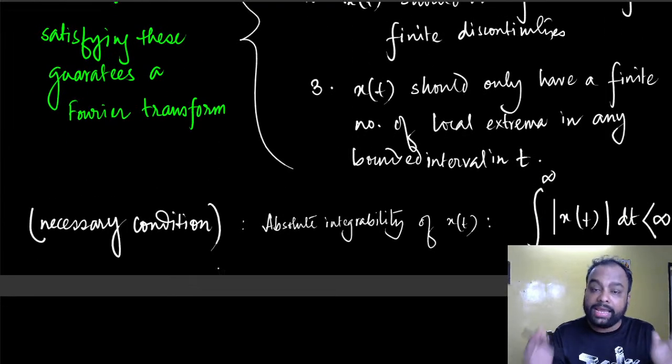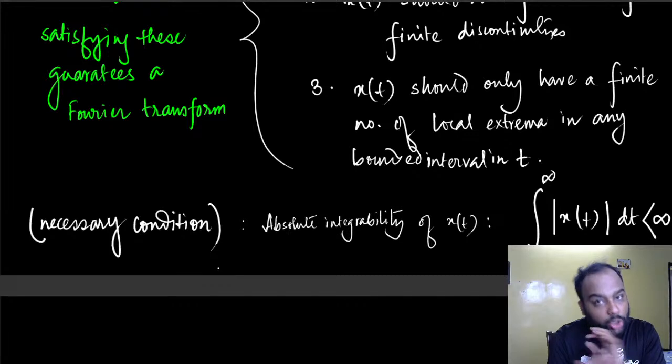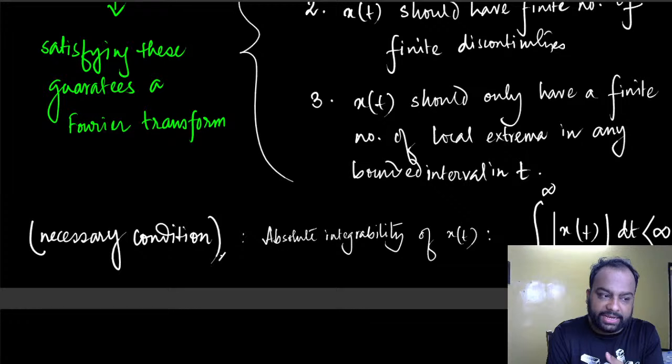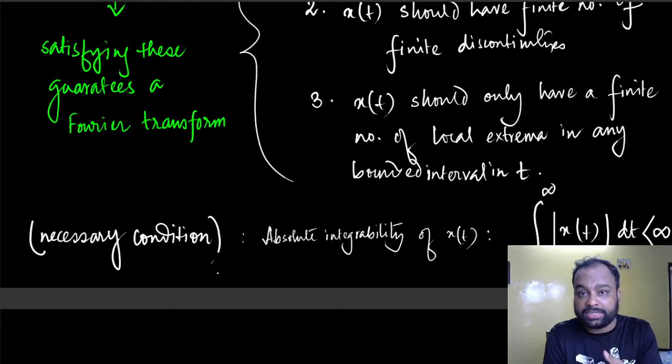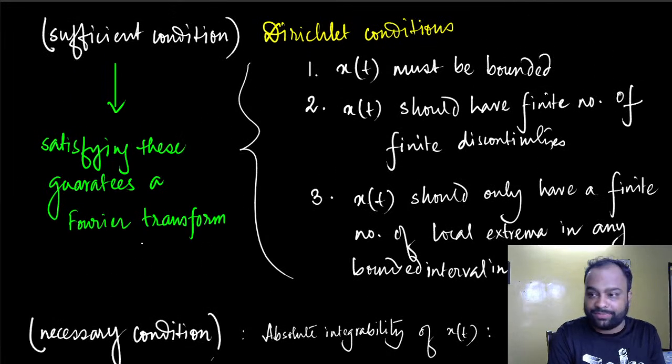So if the necessary condition is violated, then it is guaranteed that the signal will not have a Fourier transform representation. And if the sufficient condition is satisfied, then it is guaranteed that the signal will have a Fourier transform representation. So I might have a signal that satisfies the necessary condition, and then I would say there might be a possibility of a Fourier transform representation, but that is not guaranteed. What guarantees a Fourier transform? This sufficient condition.